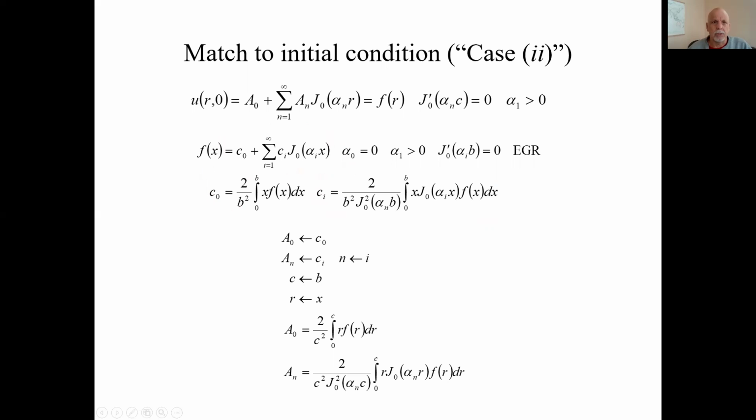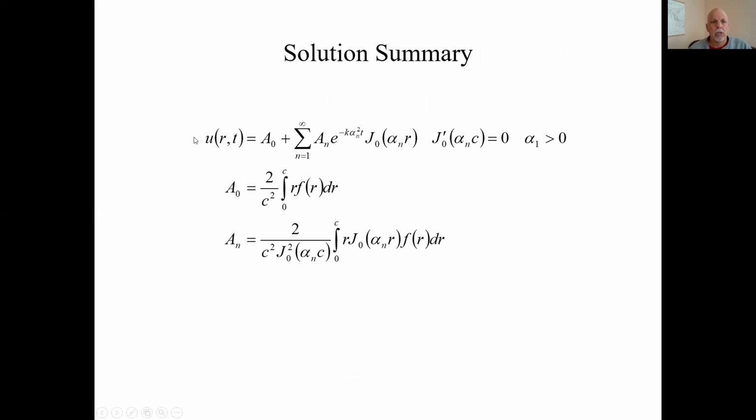We're going to match coefficients. So this big A sub 0 has to equal this little c sub 0. The big A sub n's are going to equal these little c sub i's. Here's what they are. You do the rest of it. Here's what the big A's are. It gives us a complete solution now. Here's what we had before. Now we have the big A's by expanding our function in a Fourier-Bessel series.